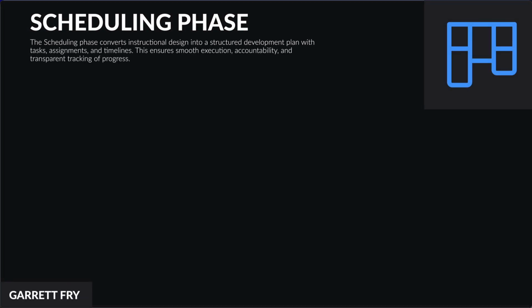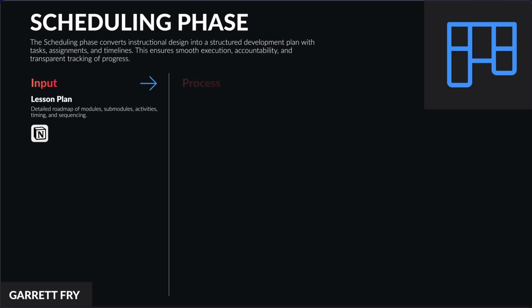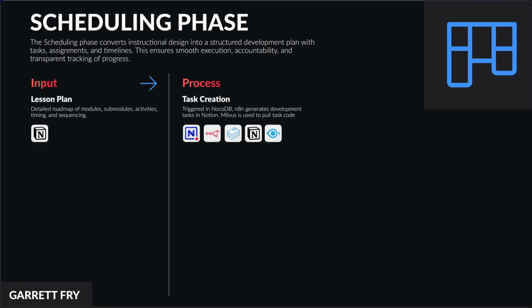The scheduling phase is going to turn our lesson plan into a structured development schedule with tasks, assignments, and timelines. The only input that we need here is the lesson plan that outlines the modules and activities for our training. Here we're going to use the lesson plan record that we created in NoCodeDB to trigger the content creation process.